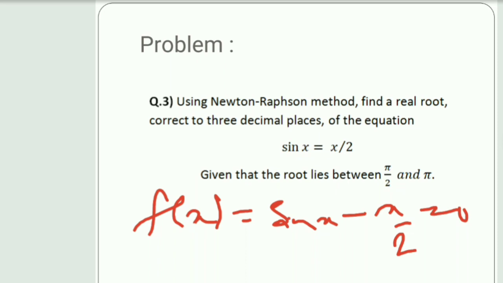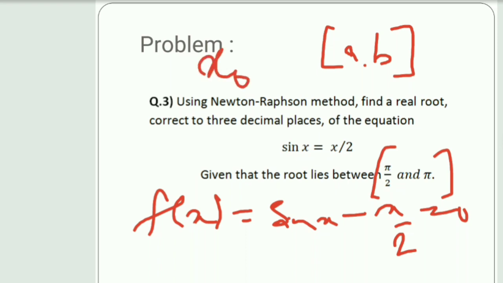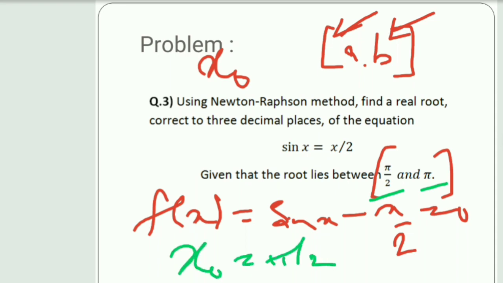Next, the interval is given, where we have the values a and b. But here we don't need these two values because we are working with one value, that is x0. That value may be a or b, there is no problem. So we can take x0 as π/2 or π. For the solution I am taking x0 as π/2, you can take π also, and we have to work to 3 decimal places. So let's have a look at the solution.